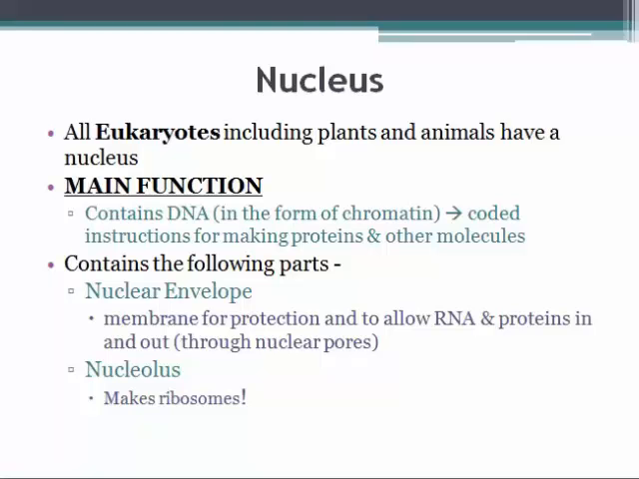The nuclear envelope. This is a membrane protection to allow RNA and proteins in and out through the nuclear pores. So if you want to think of an envelope that looks like Swiss cheese with holes in it, the holes would allow stuff in and out, but if you had something actually in the envelope, it would be protected for the most part. Nucleolus. These make ribosomes.